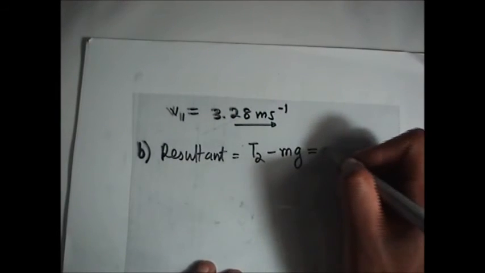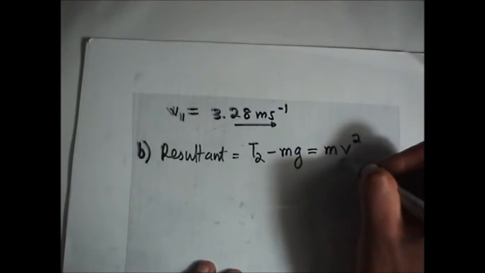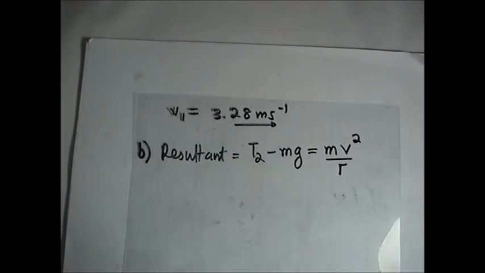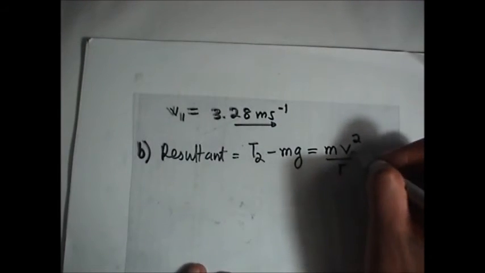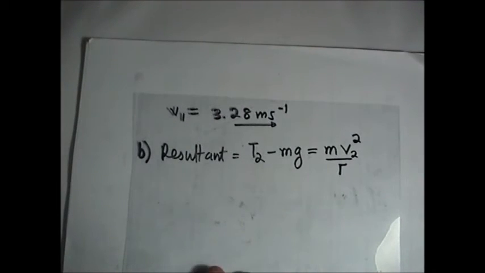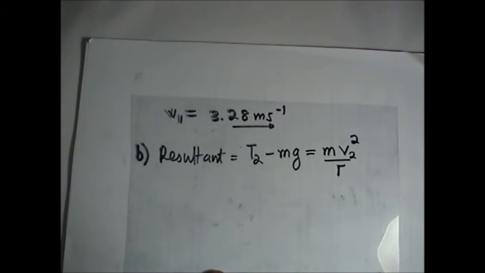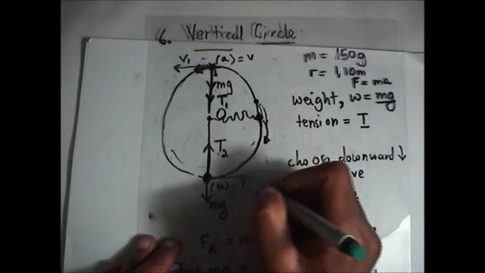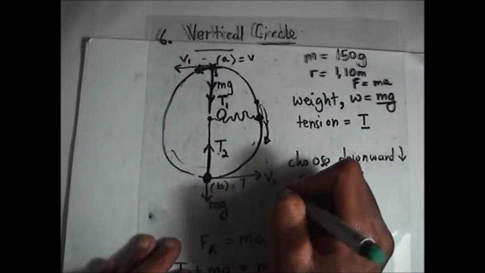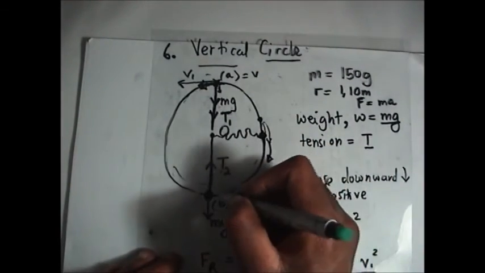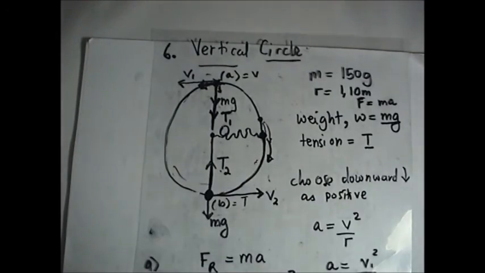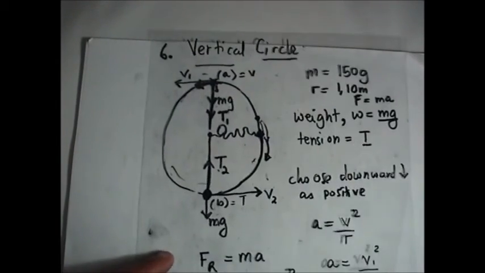To mv squared over r. And the velocity at the bottom, I called it v2. If you remember from the diagram, the velocity at the bottom I'm going to call v2. And it's different from v1, because as I keep explaining, the velocities are different in a vertical circle. So this one is going to be v2.